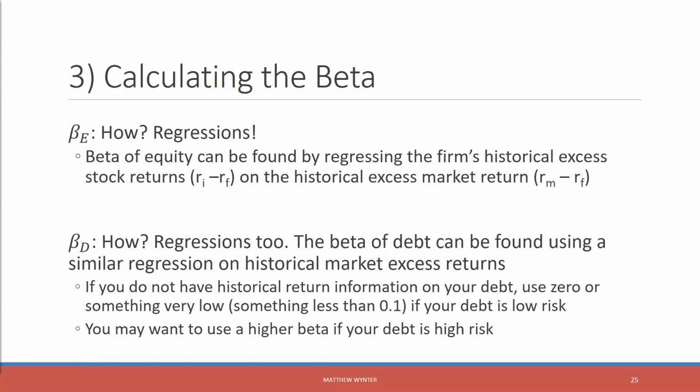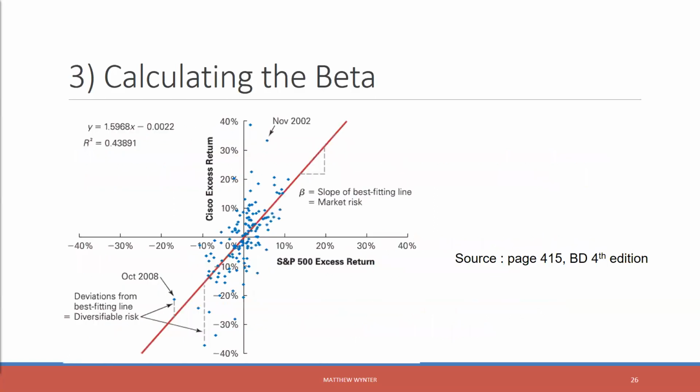Now, we're going to run regressions to estimate the beta of your equity. And again, we're going to look at the excess return for the security and the excess return for the market. How are we going to get the beta of your debt? Well, we're going to do the same thing. We're going to run regressions. And the beta of the debt is going to be very, very low in general compared to the beta of your equity. And we'll see this when we look at these examples.